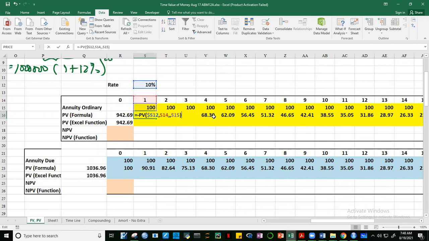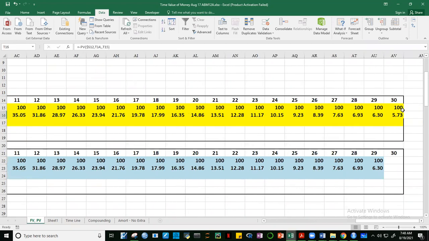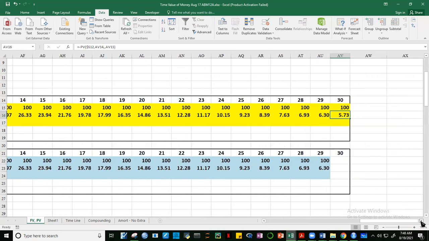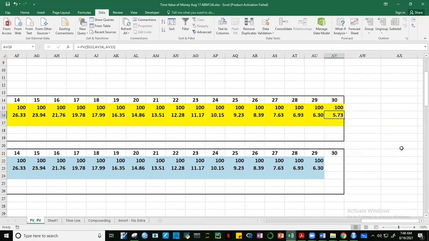So we can use the PV function, right? We used the PV function here. So the 100 after 1 year is equivalent to 90.91 today. The 100 obtained after 2 years is 82.64 today. You notice as we go further into the future, the 100 after 30 years is equivalent to 5.73 now. So you notice, guys, the present value gets smaller the further away the cash flow is.